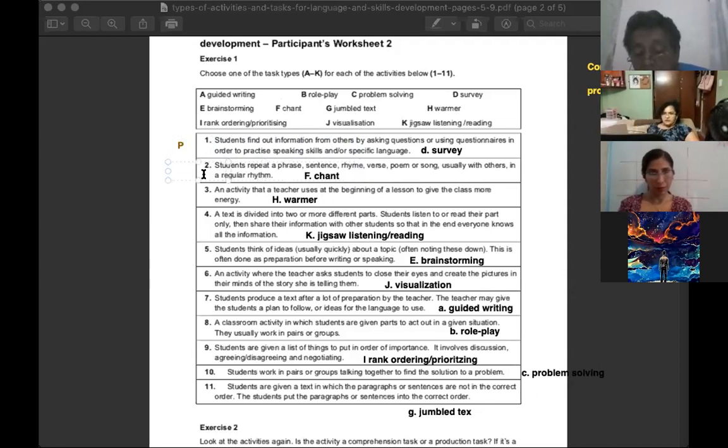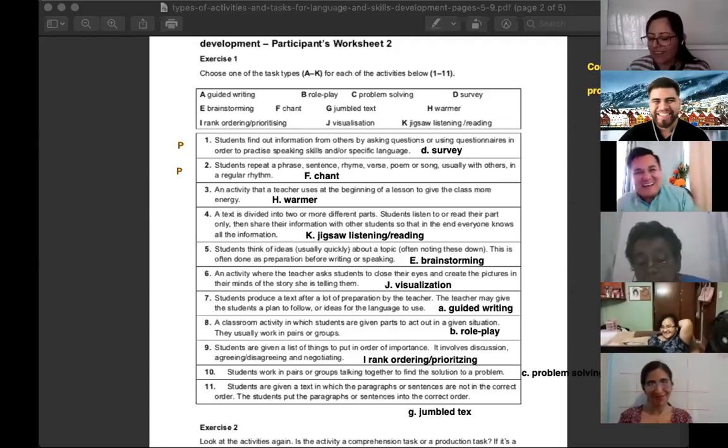Comprehension. Why, sir? Production. They are repeating phrases, sentences, one response. It's like checking vocabulary, but it's just repeating. I don't think this implies the students understanding what they are saying. This is production. But imagine if you put a song or things like that, I don't know. What do you say, teacher? Well, they say it's production. Okay, yeah, it's production because they are repeating. Yeah, it's clear for me. Yeah, production because it's repetition, okay?